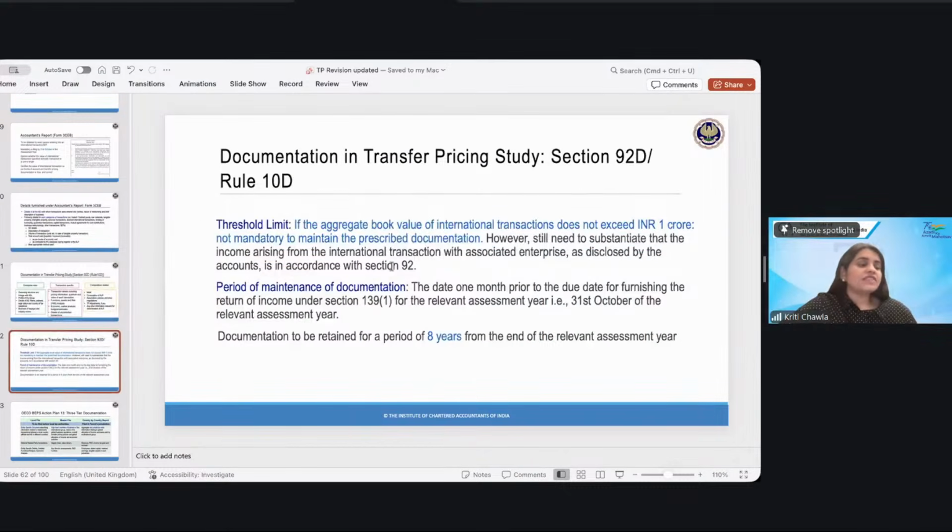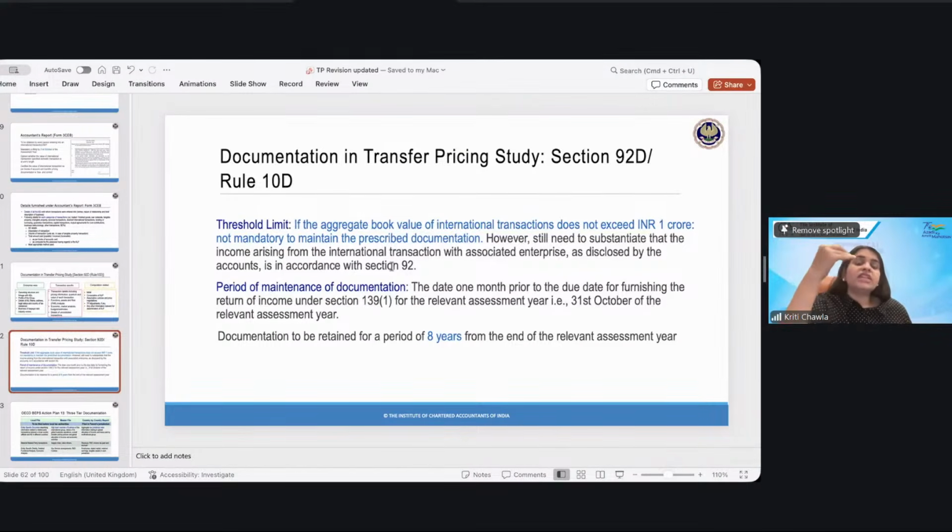Now, as far as the TP study is concerned, there is a threshold limit out there. If the aggregate book value of international transaction does not exceed 1 crore, well, it is not mandatory to maintain the prescribed information. But still, you need to justify and substantiate that the income which is coming from international transaction is as per Section 92 of the Income Tax Act.